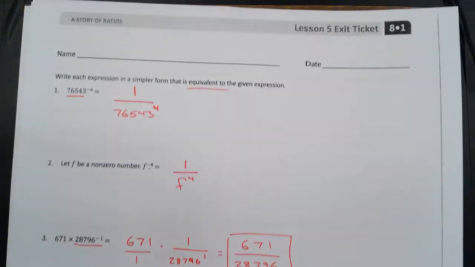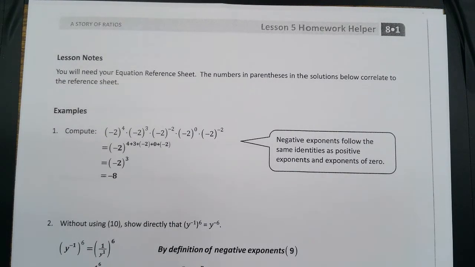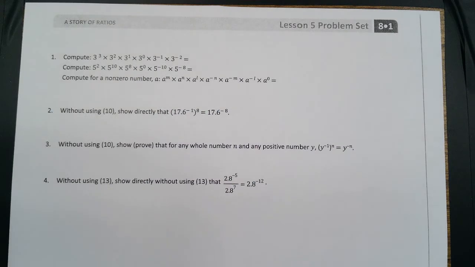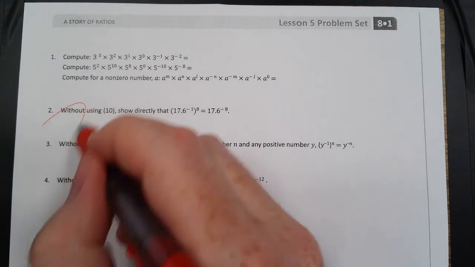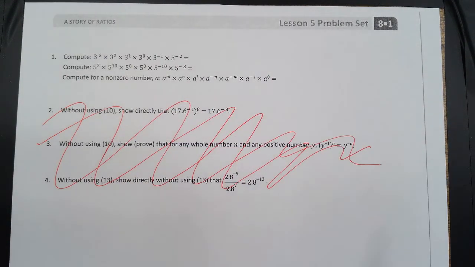It is going to take some practice. So make sure you look at your homework helper. Your homework helper has some more examples you can use that will help you. And there is the problem set. The problem set, I'm actually only going to ask you to do number 1 on the problem set. You can cross out 2, 3, and 4.